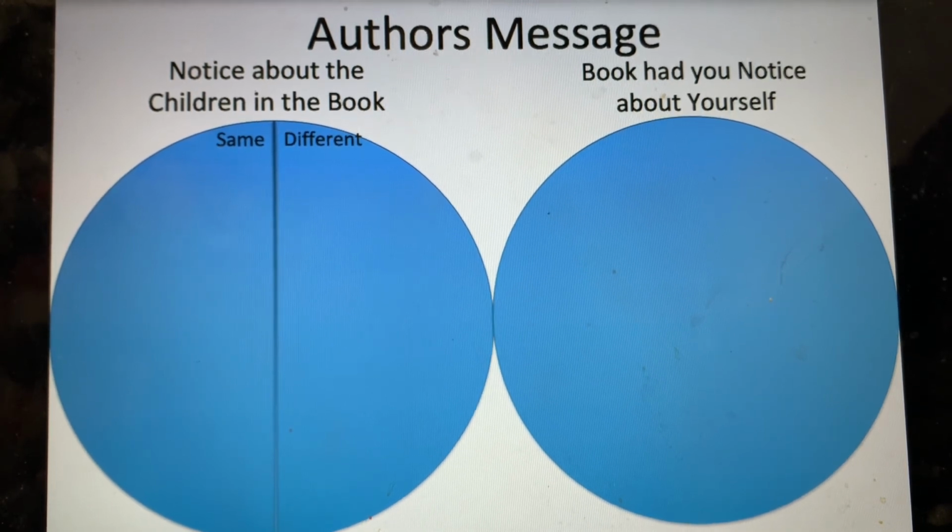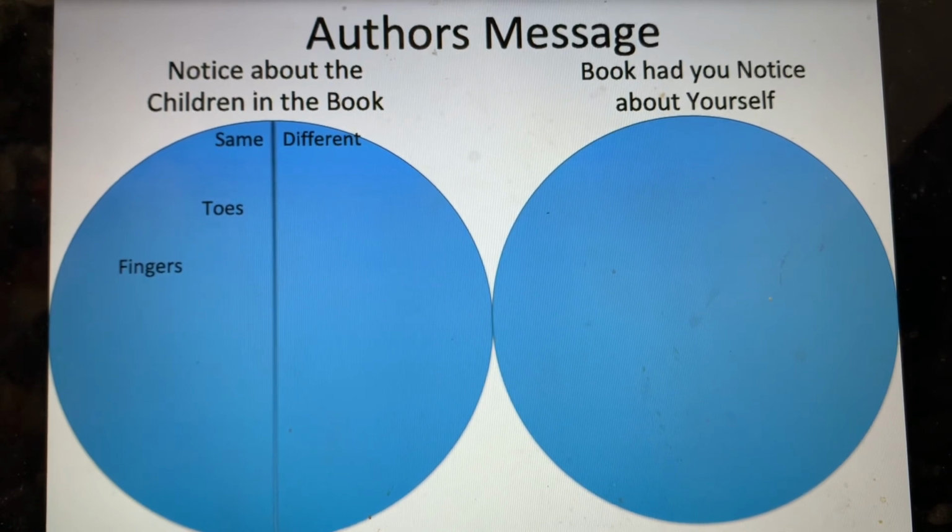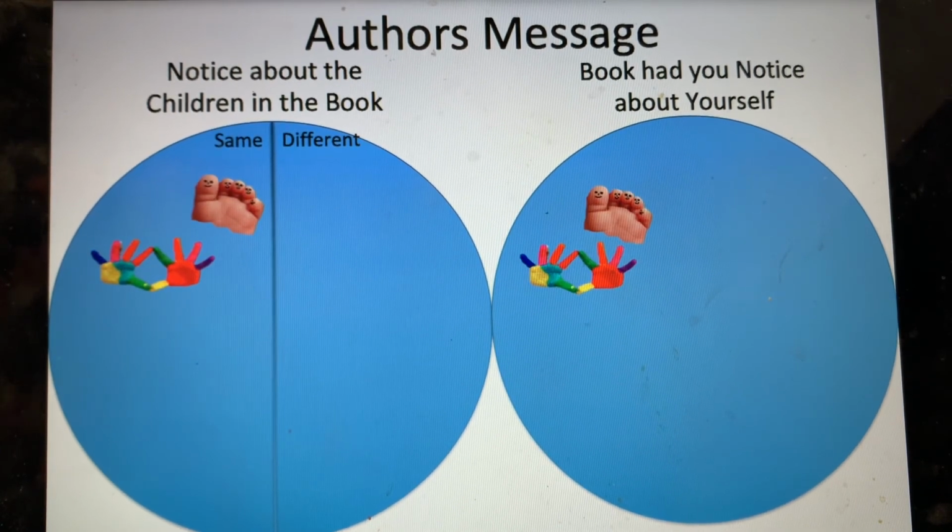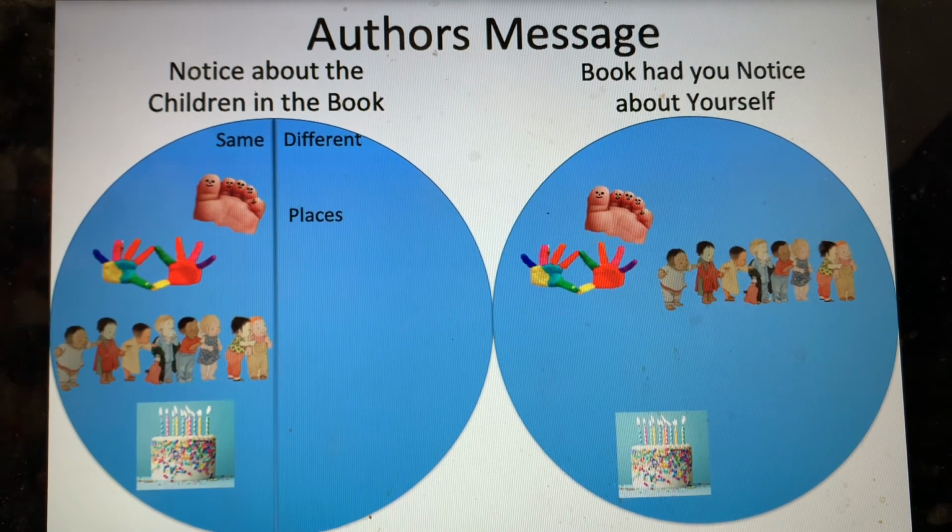Some things that are the same. Fingers and toes. That's right. They had fingers and toes. All the children in the book had fingers and toes. What about you? You also had fingers and toes. Very good. Something that can be different that I can think of is I am an adult, but all the characters in the stories were children. So let me know if you can think of anything that's different.